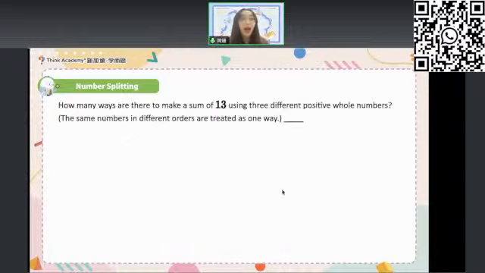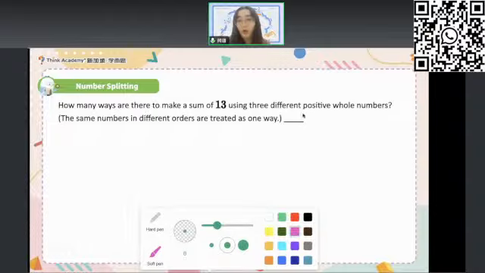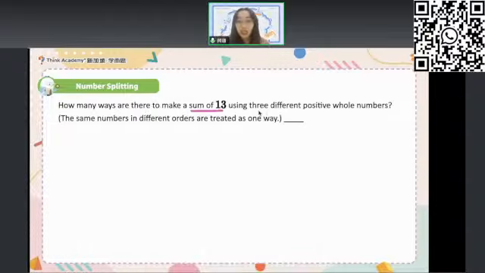How many ways are there to make a sum of 13 using 3 different positive whole numbers? So pay attention here. Sum is 13. 3 different positive whole numbers. What is the meaning of positive whole numbers? That is all the whole numbers starting from 1, okay? 0 is not included. And then the numbers in different orders are treated as one way.